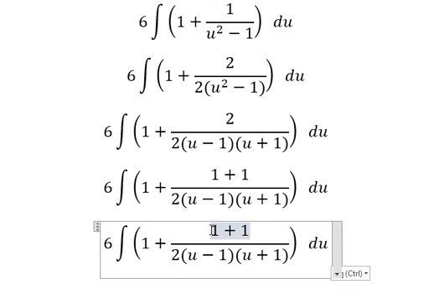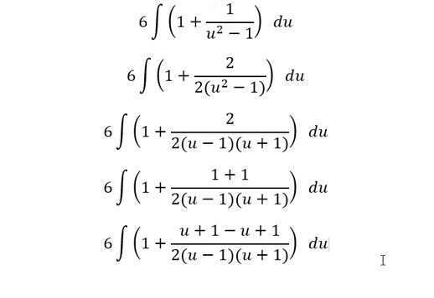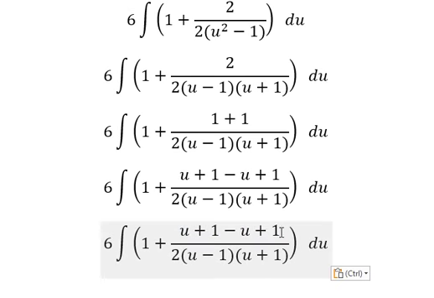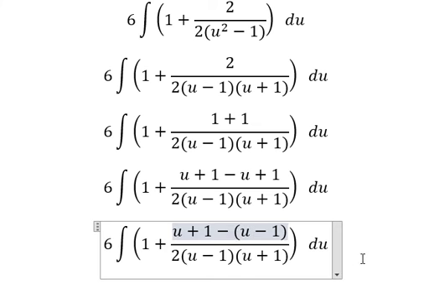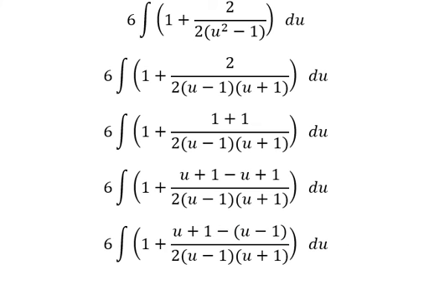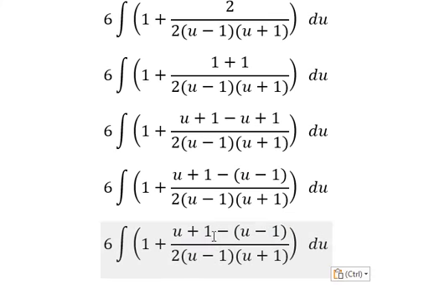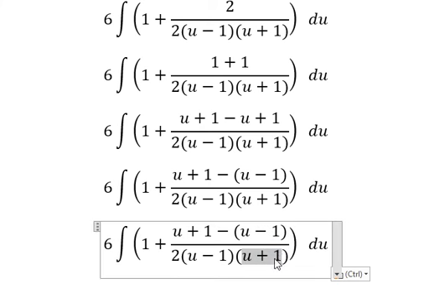Next, we need to add u in here. After that, we need to minus u. This one we can do factorization by negative number 1. Next, u plus 1 divided by u plus 1 and u minus 1 divided by u minus 1. So we have like this.